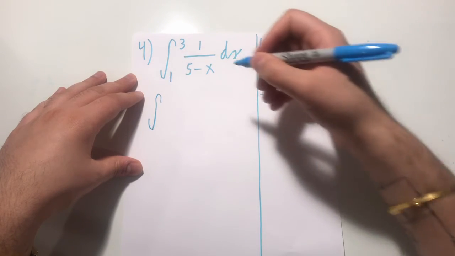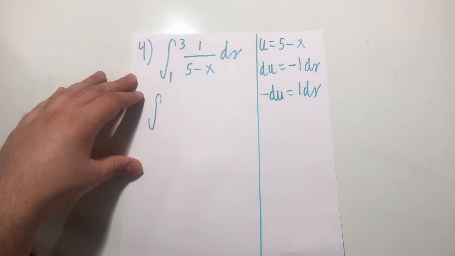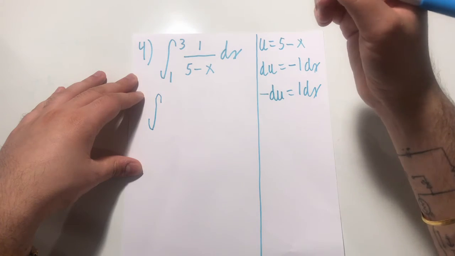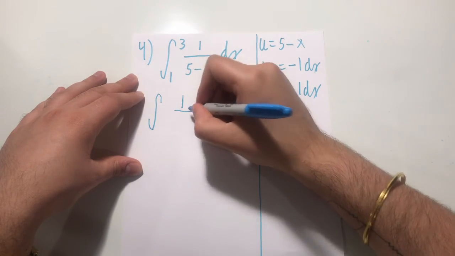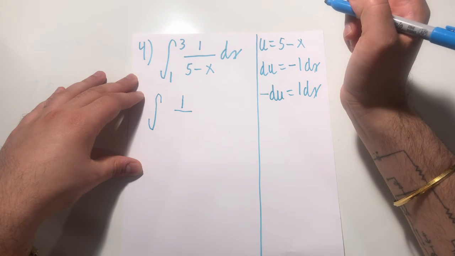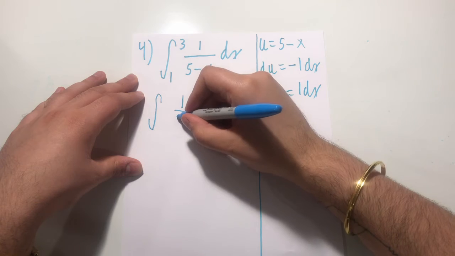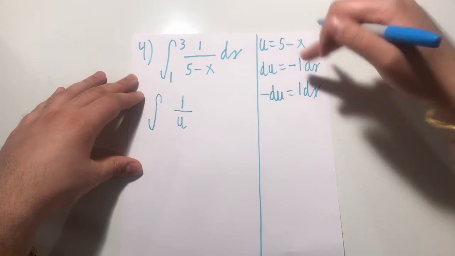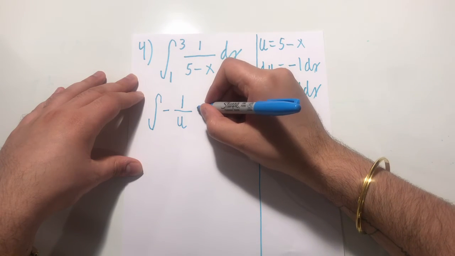I'll do my integration, and I'm going to suspiciously leave my bounds of integration blank for just a second. And I'm going to do my replacements. So what I have is a 1 over 5 minus x, which is u, so it's going to be 1 over u. And then a 1 dx gets replaced with a negative du.